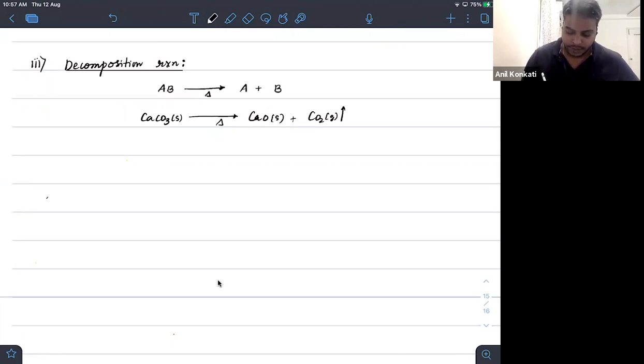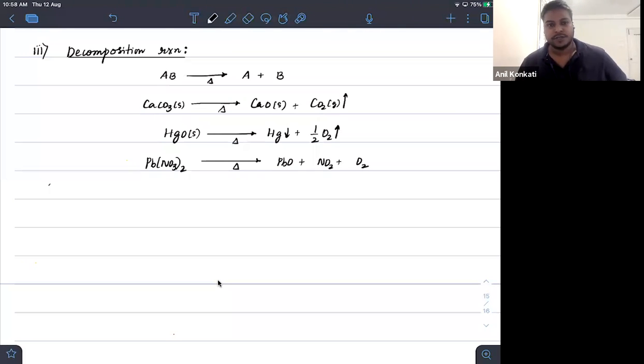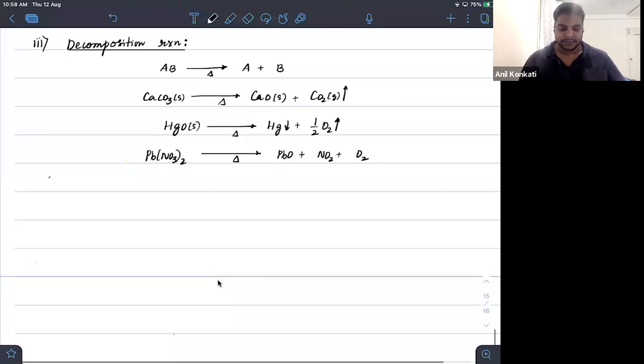HgO solid on heating becomes Hg plus half O2. This is also a decomposition reaction. Pb(NO3)2 on decomposition becomes PbO plus NO2 plus O2. So this is also a decomposition reaction.